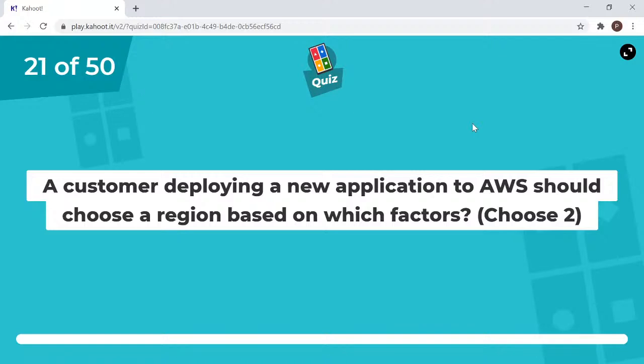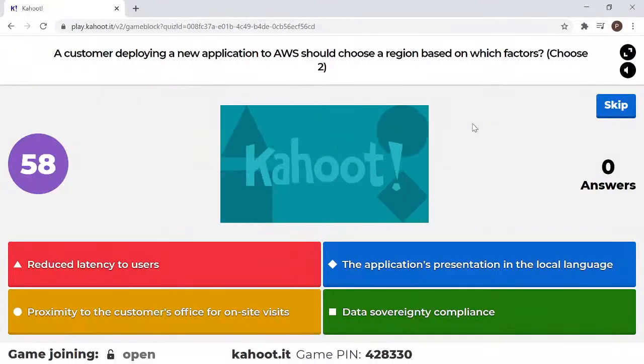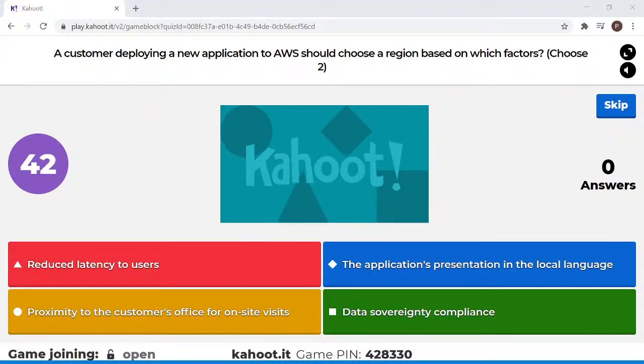A customer deploying a new application to AWS should choose a region based on which factors? Choose two options: reduce latency to users, the application's presentation in the local language, proximity to customer office for on-site visits, data sovereignty principle.